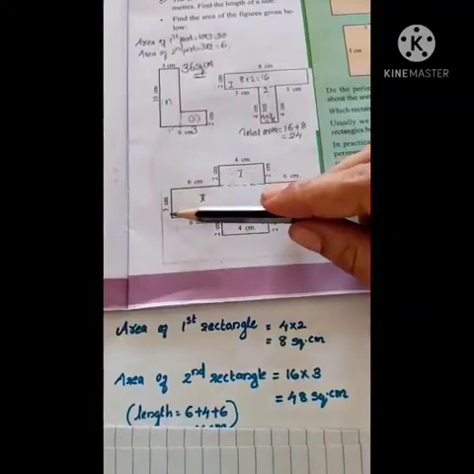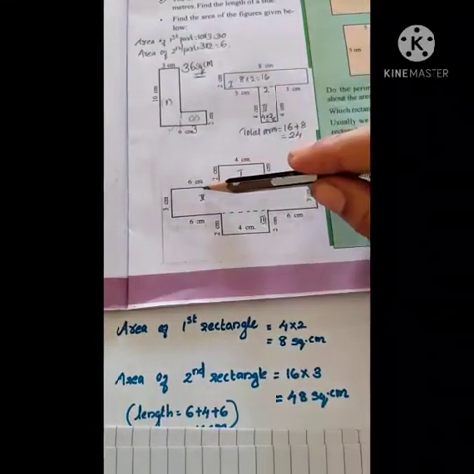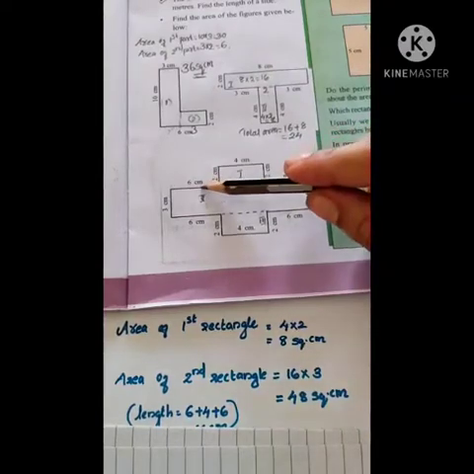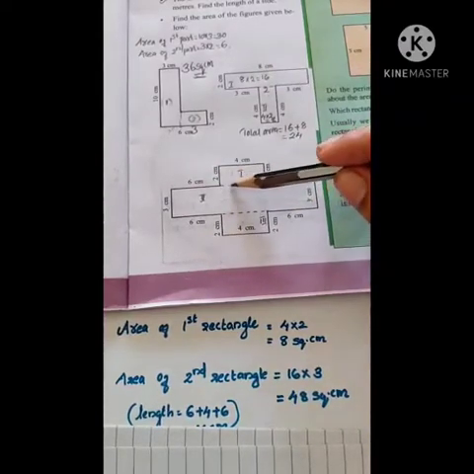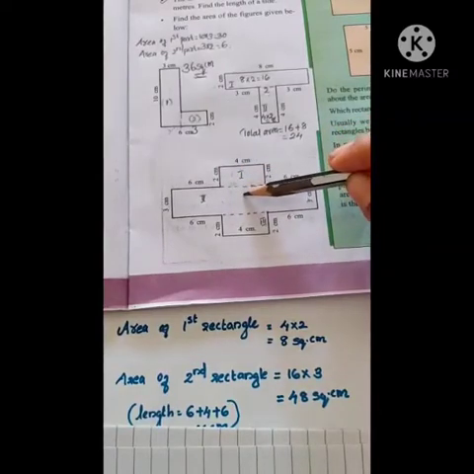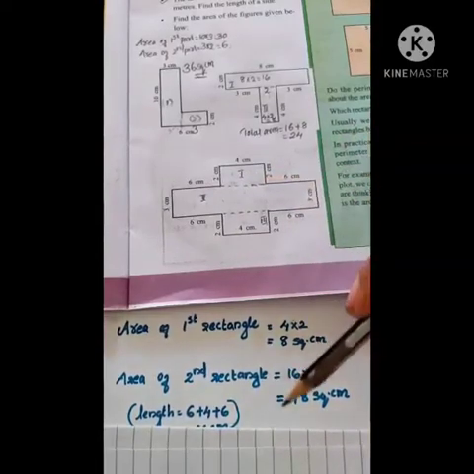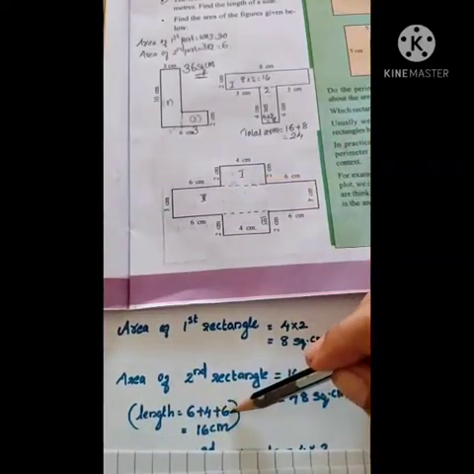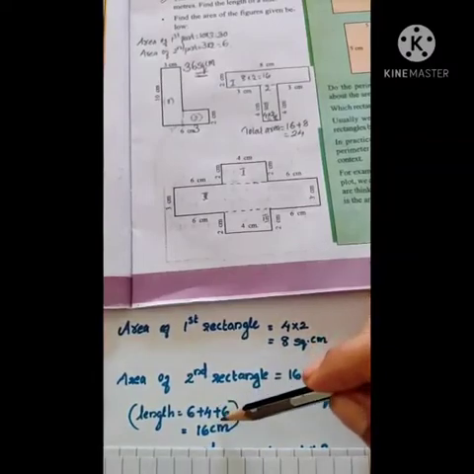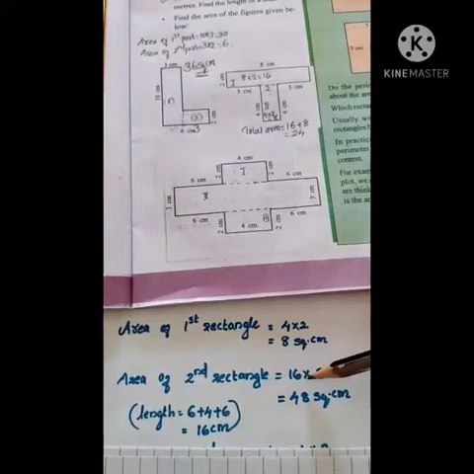Here breadth is 3 centimeter. What about the length? Length of this rectangle is equal to 6 plus the length of this part, which is same as this, so we take it as 4 centimeter plus 6. So the length of this second rectangle is equal to 6 plus 4 plus 6, that is equal to 16 centimeter. So the area of the second rectangle is equal to 16 into 3, that is equal to 48 square centimeter.